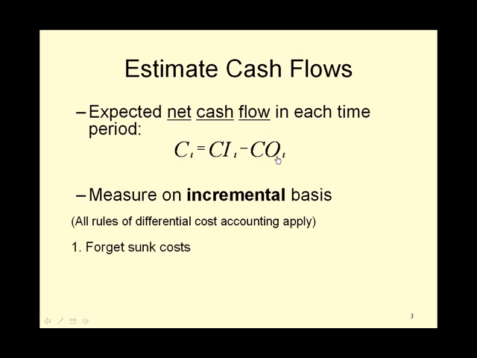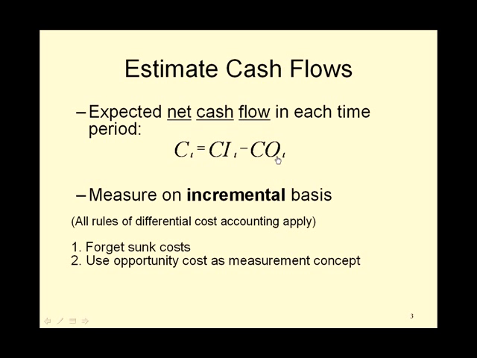Number 1, when you're determining incremental costs, you want to forget about sunk costs. So for example, let's say that we're considering a new business that will occupy land that we purchased 5 years ago for $2 million. The amount that we spent on that land 5 years ago is a sunk cost. It is irrelevant to the decision about whether to go forward with this new business opportunity. What is relevant is the amount of money that we could raise if we sold the land right now, which gets us to our second rule of differential cost accounting.